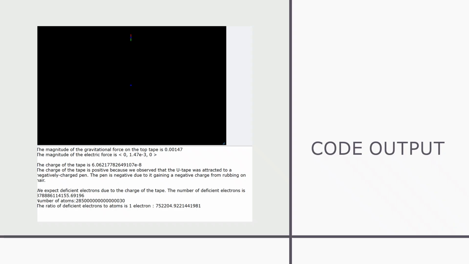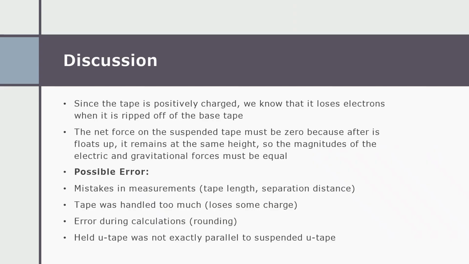Here is the code output. As you can see, you have the top tape suspended up there with the red and green arrows coming from it. They're about equal. Down below it is the held U-tape, which is represented by that other point charge. Since the tape is positively charged, we know that it loses electrons when it's ripped off the base tape, and the net force on the suspended tape must be 0 because after it floats up, it remains at the same height. So the magnitudes of the electric and gravitational forces must be equal.